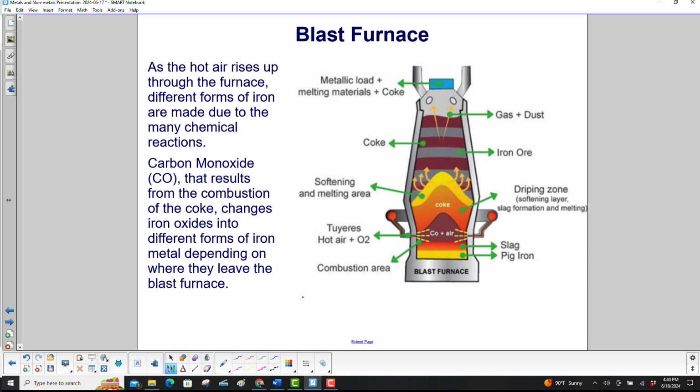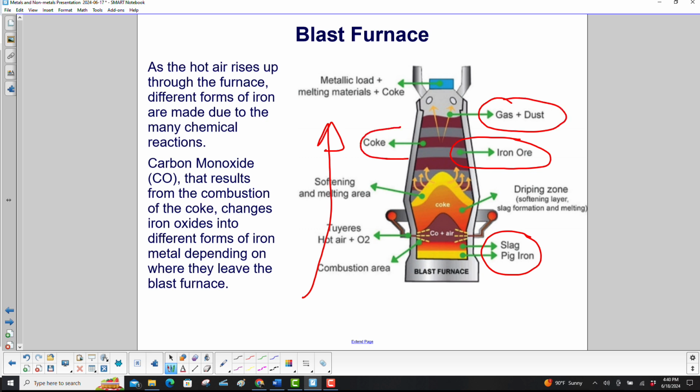As the hot air rises up through the furnace, different forms of iron are made due to the many chemical reactions. Carbon monoxide that results from the combustion of the coke changes iron oxides into different forms of iron depending on where they leave the blast furnace. For example, down here you get slag and pig iron. Up here you get iron ore, and then you have various other products that are coming out.